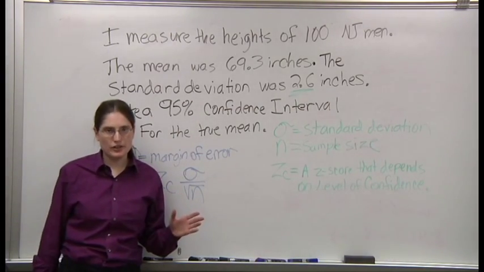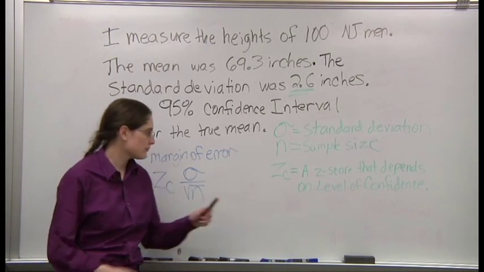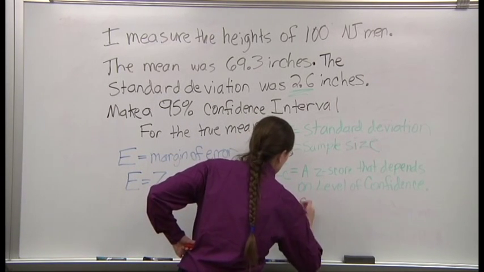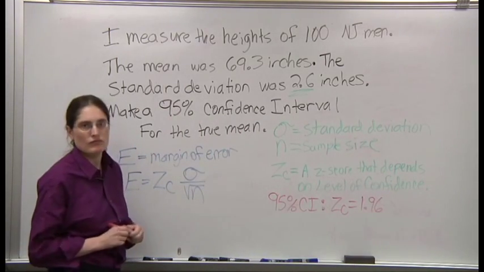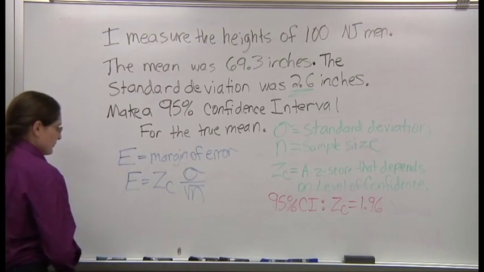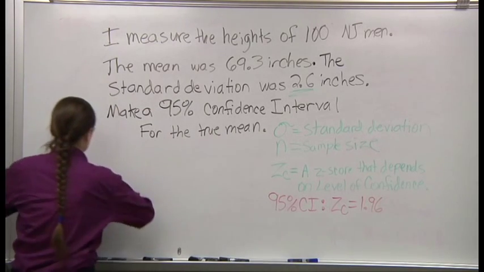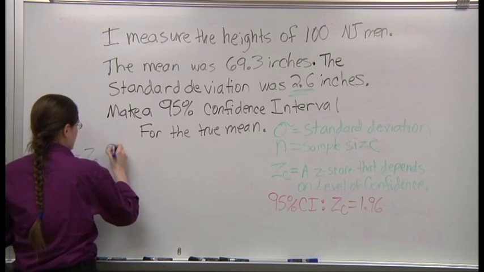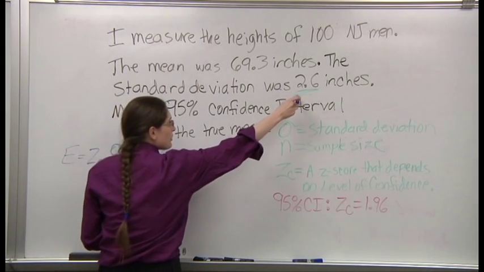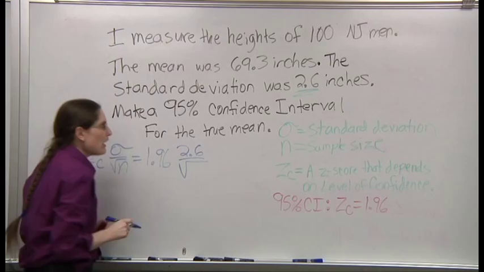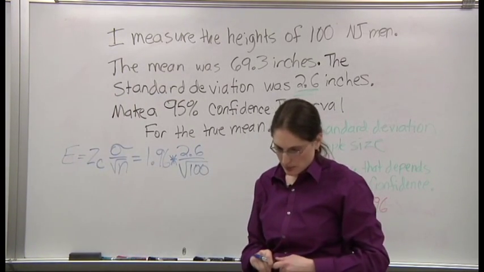So now we know what all the players are. Now we can find E. For right now, I'm going to just tell you. For a 95% confidence interval, Z_c is just 1.96. Later, we'll come back and see how to find that. So, your standard deviation is 2.6. And how many men did I measure? 100. So, punch that into your calculator.